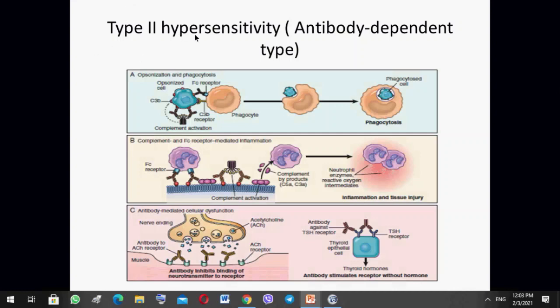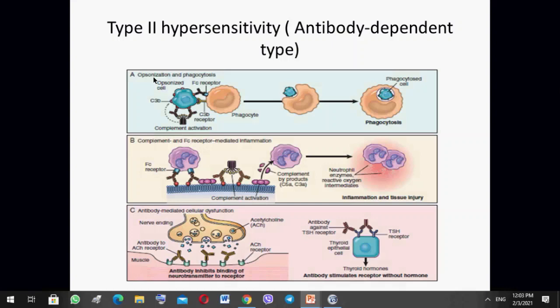Now, in type 2 hypersensitivity reaction, as I said, it is an antibody-dependent type. يعني the main player in type 2 hypersensitivity reaction are the antibody. And these antibody, how will it cause the reaction? The mechanism by which these antibody cause the reaction is by 3 or 4 ways. The first way, these antibody can cause opsonization, okay?